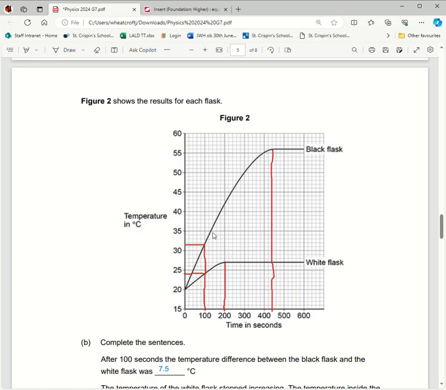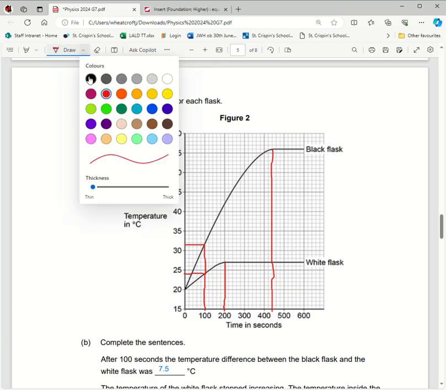So at the beginning, for both the black and the white flask, more infrared is being absorbed from the lamp than they're giving out. Over time, however, as they get hotter and hotter, they will start to emit more and more infrared radiation. And you eventually start to see that line start to plateau, and the temperature starts to increase more slowly, where we've got the curve that's less steep, and eventually goes completely horizontal, where the temperature is now constant because the rate of emission and the rate of absorption are equal.